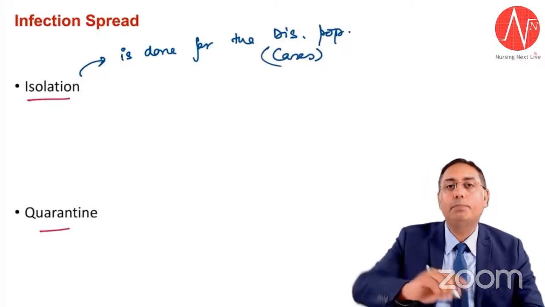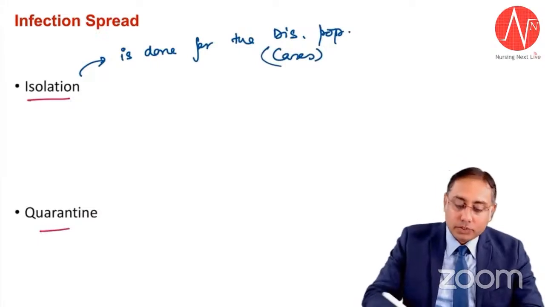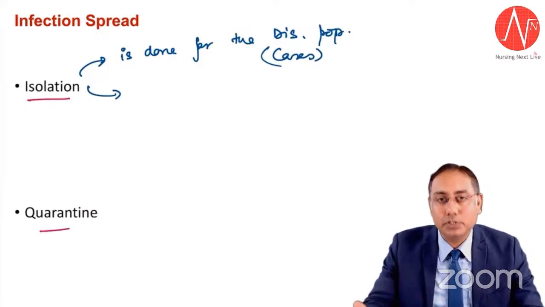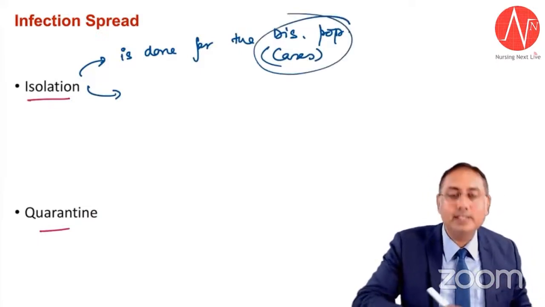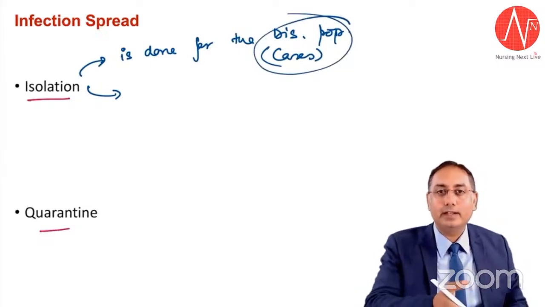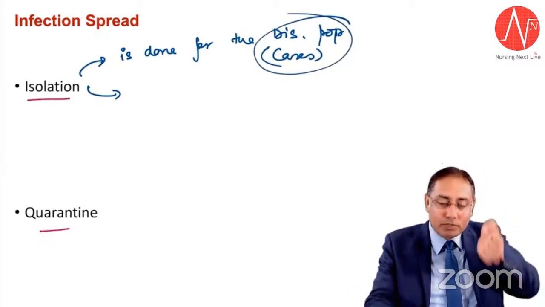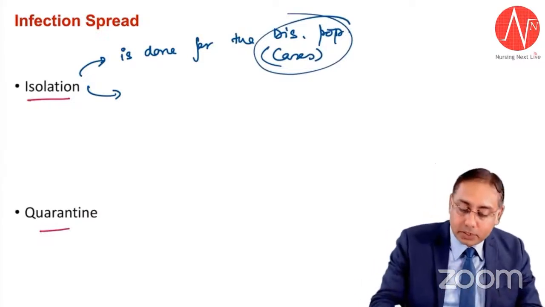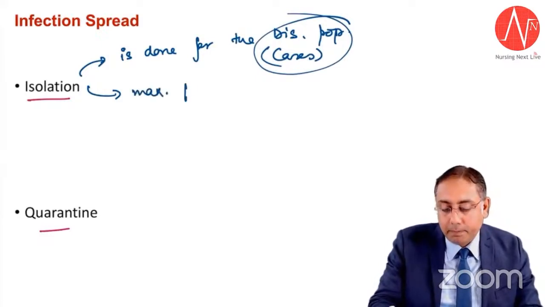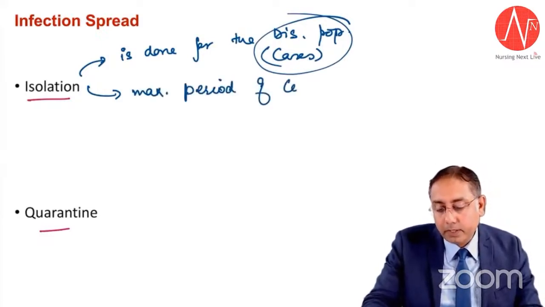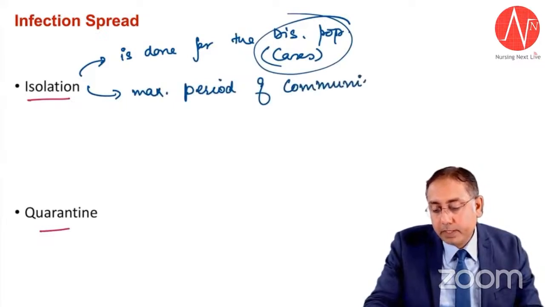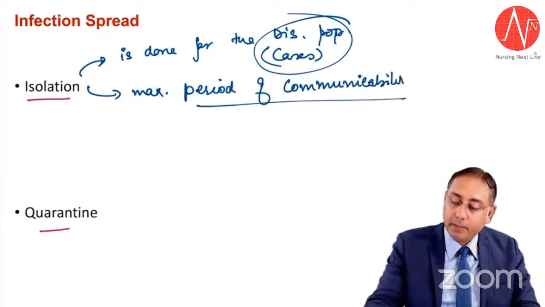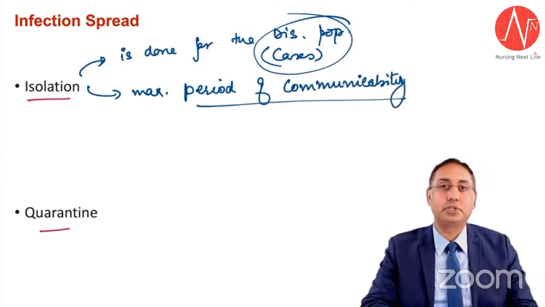Why do you do isolation? To prevent others from getting the disease, right? So you will isolate for how much time? Will you isolate for the incubation period? Answer is no. Common sense, the person already has the disease, so there are already signs and symptoms. It's not about the incubation period. The isolation is to be done for the maximum period of communicability. So the period of communicability is very important for defining the isolation periods.